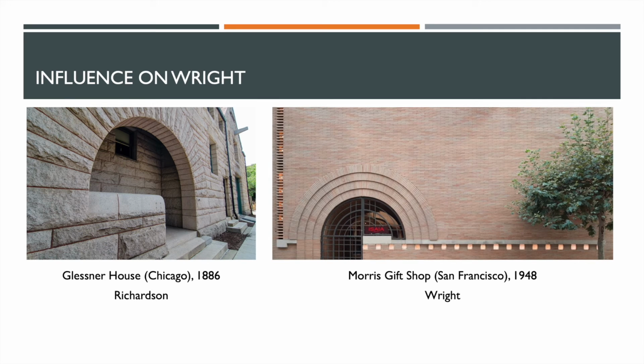Another architect that Richardson influenced was Frank Lloyd Wright, who was Sullivan's student at the time. Wright was influenced by the same sort of design elements that they found to be important in Richardson's work, such as the arches and the more minimalist design. But he also took some inspiration from design plans from the Glessner House and some of his own houses. And here we can see the Morris Gift Shop, which was directly influenced by the Glessner House's arch entrance.